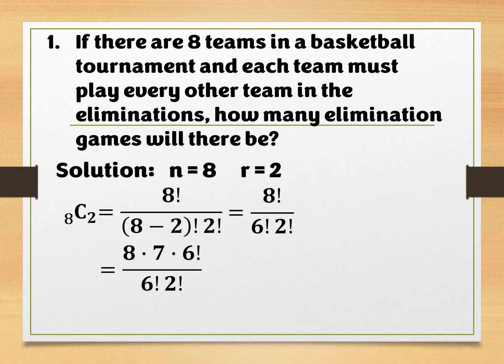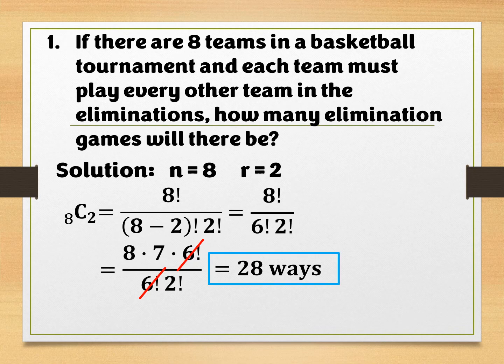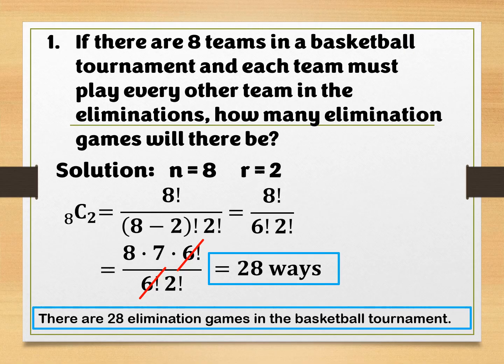So we have 8 factorial is equal to 8 times 7 times 6 factorial. And the denominator is 6 factorial times 2 factorial. And the next is we're going to cancel 6 factorial. And the next step is we're going to multiply 8 times 7 and then divide it by 2 factorial. So the answer is 28 ways. So the number of combinations of 8 objects taken 2 at a time is 28 ways.